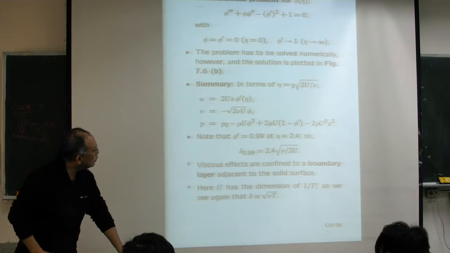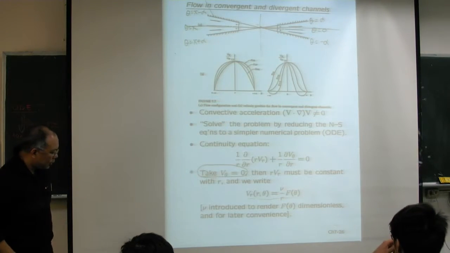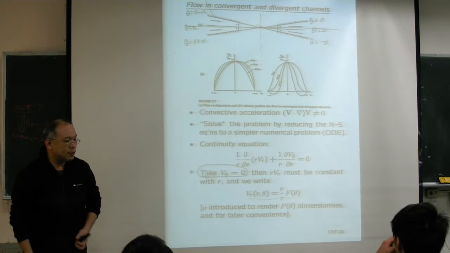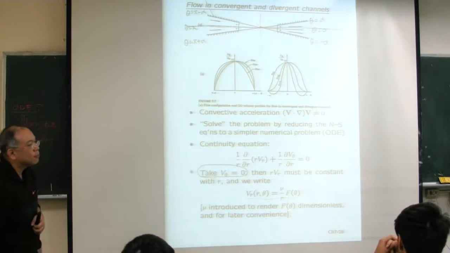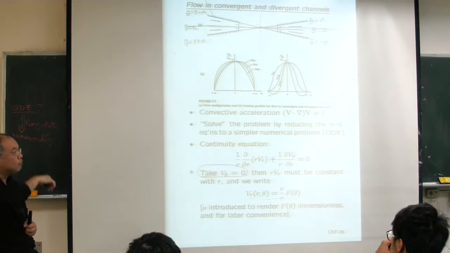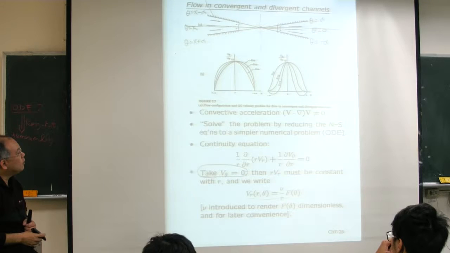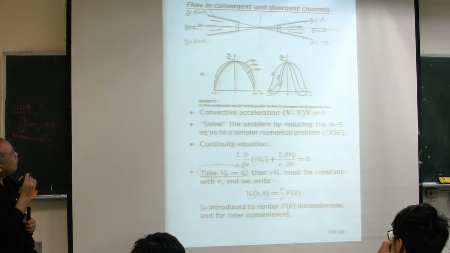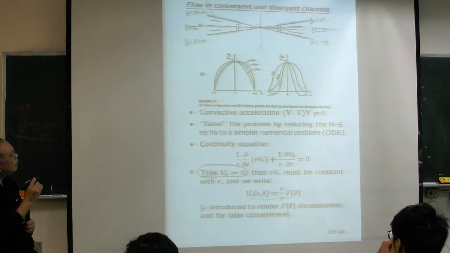Okay, so this is a kind of conclusion we have for the stagnation point flow. Okay, next, we still have two physical problems. This is the last two for chapter 7. We still have two physical problems to solve.